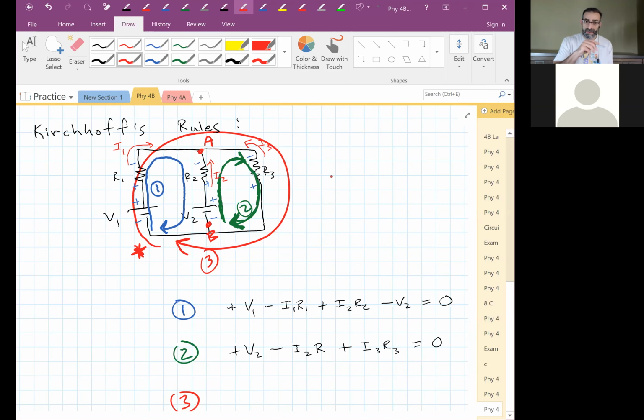So when you walk around the green circles, what I call loop 2, when I walk around loop 2 and I get to the top of this resistor R3, I'm at the low voltage end of that resistor. So let's just draw a resistor here.